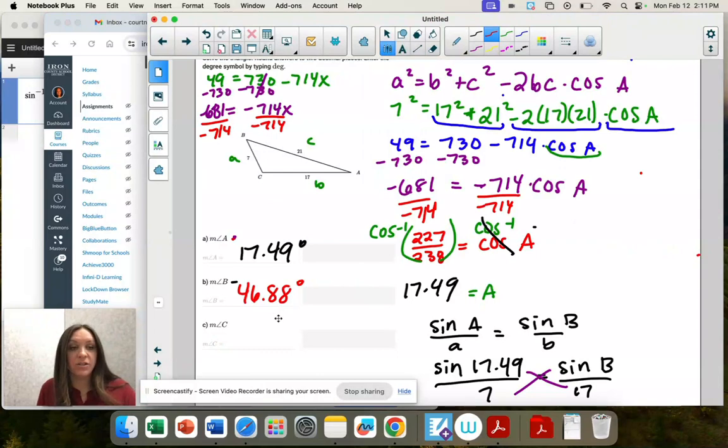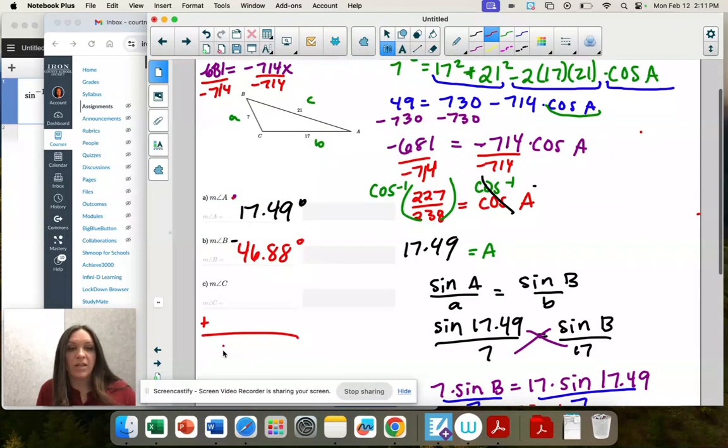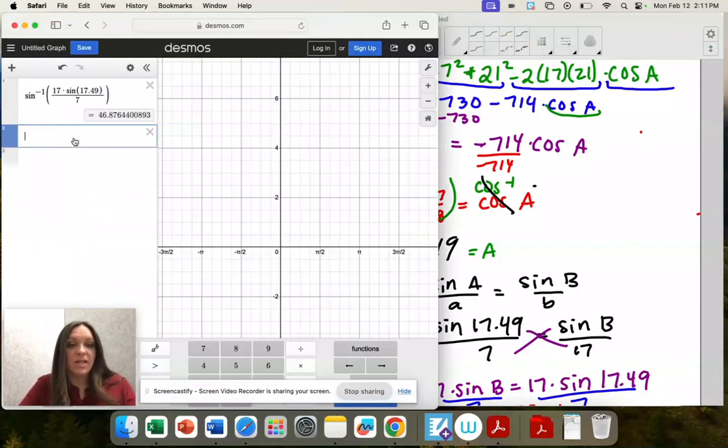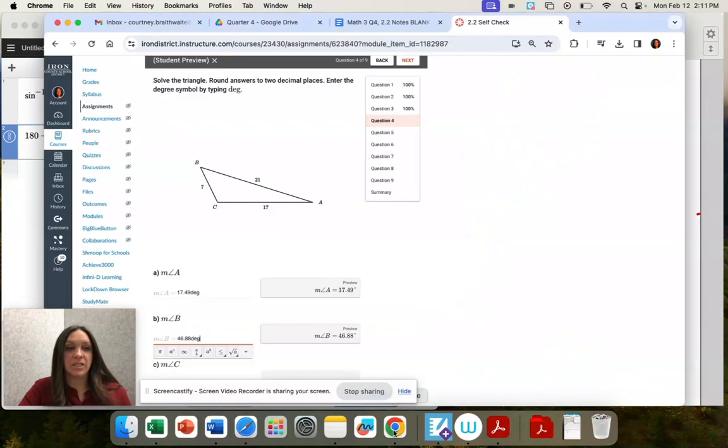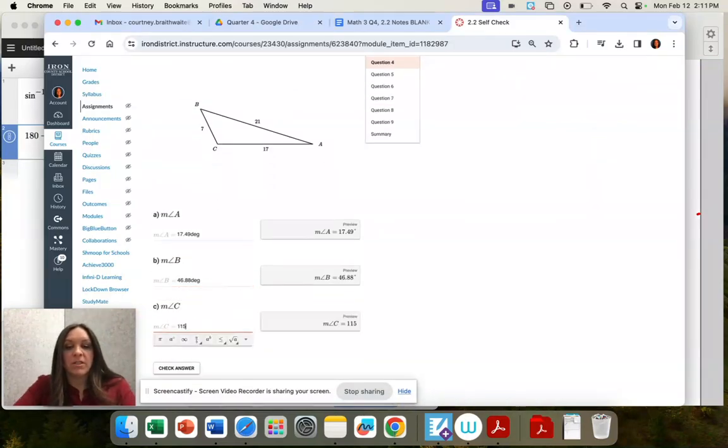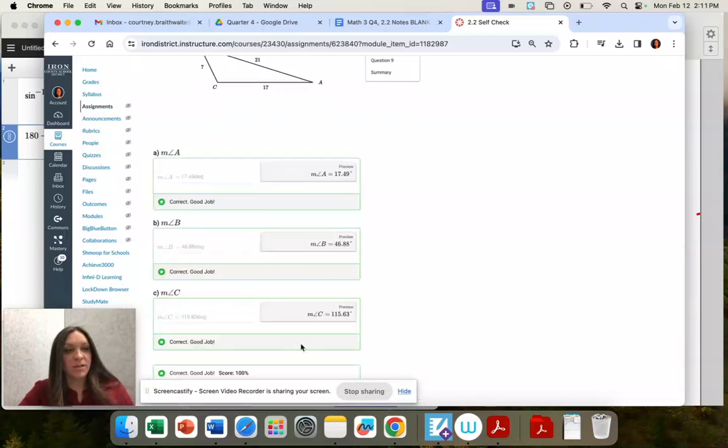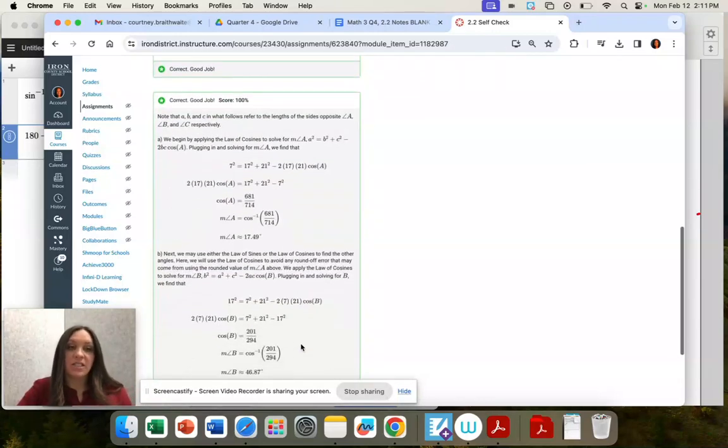Okay, what do we know about 3 angles in a triangle? They all add to 180. So we're going to take 180 minus those 2 that we just solved for to get our last one. Hallelujah. 180 minus A minus B. Yay! 115.63. So these problems, they take a long time and there's a lot of steps. But once you get the hang of it, it's not that bad.